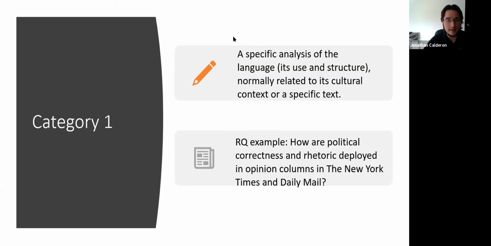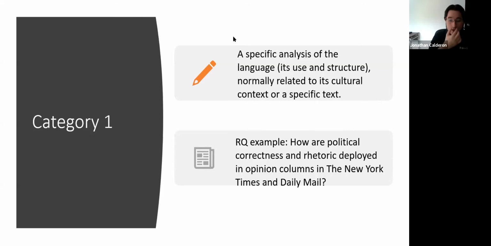Because you're going to be analyzing the language, its use and structure, okay? And you're going to have to do that and relate it to a cultural context or a specific text, okay? Now, look at the research question example that I have here. How are political correctness and rhetoric deployed in opinion columns in the New York Times and Daily Mail, okay?